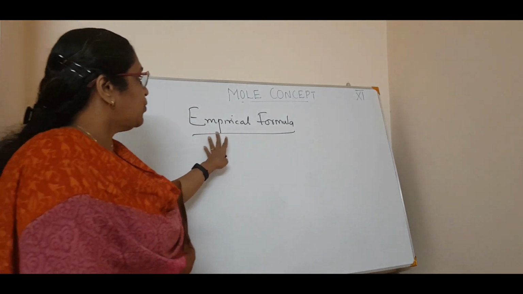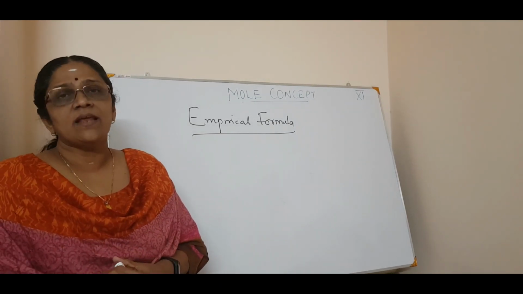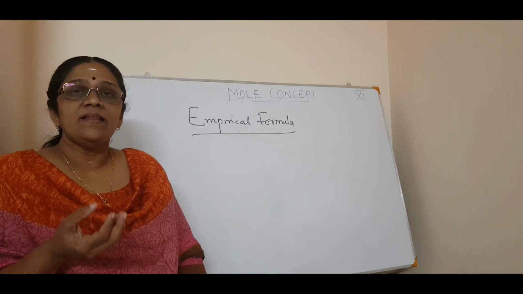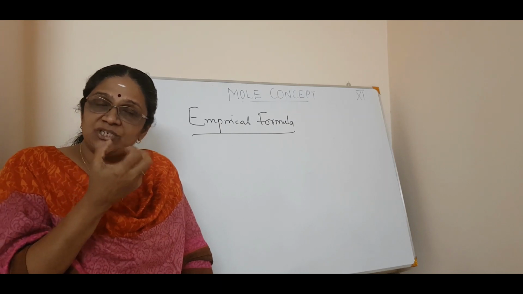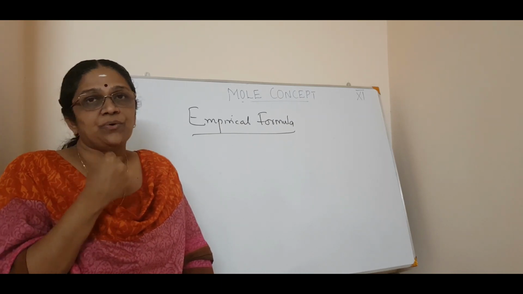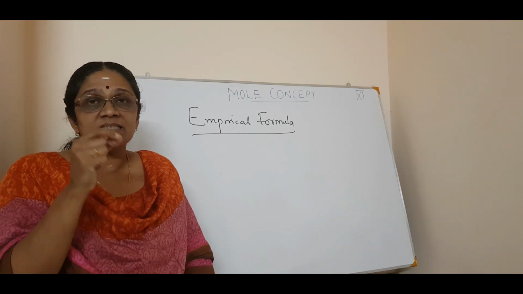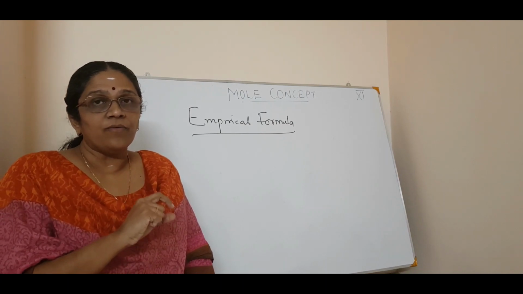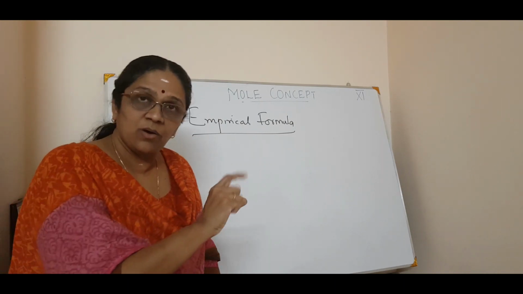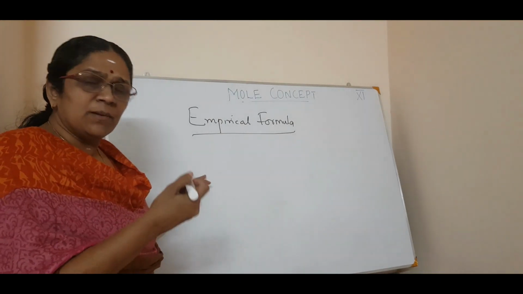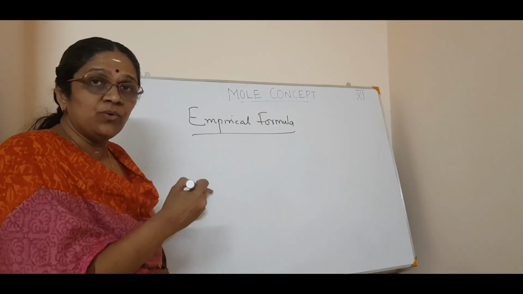So how will you calculate molecular formula if you have empirical formula? First you have to know what is empirical formula. Now what is empirical formula? You can define the empirical formula as the simplest ratio. Listen, it is the simplest ratio of various elements in a given compound. What do you mean by that? The simplest ratio of various elements or atoms present in a compound or a molecule.